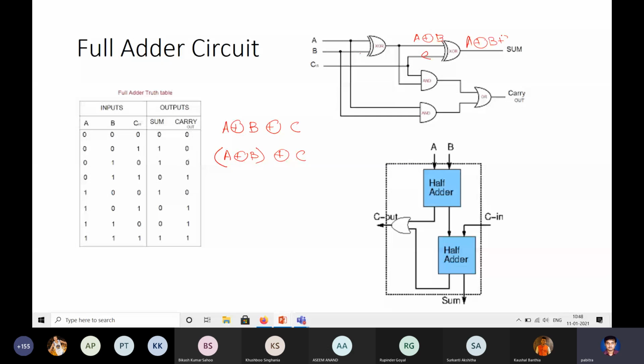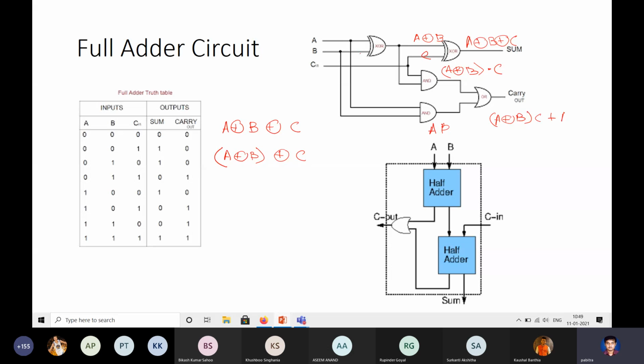And let's look at this. Is this correct? Okay, all right. So this you can write like this. This is (A XOR B) dot C, and this is AB. So this is (A XOR B)C plus AB.